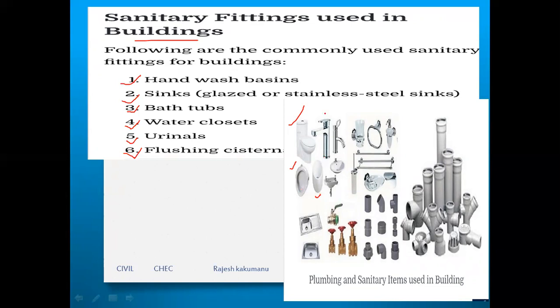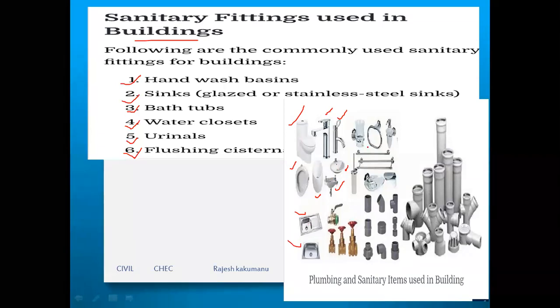Next, this one is your faucets, that is, taps. Simply we are calling them taps. These are your wash basins, made up of stainless steel plate material. This is your sink. So stainless steel sinks or wash basins. These are the ceramic made sinks. So these are your fixtures where you are placing your bathrooms.